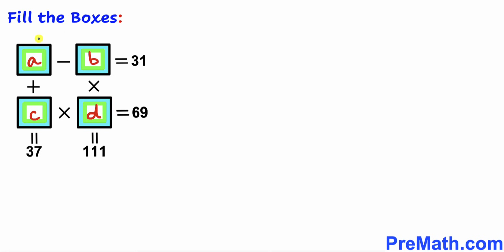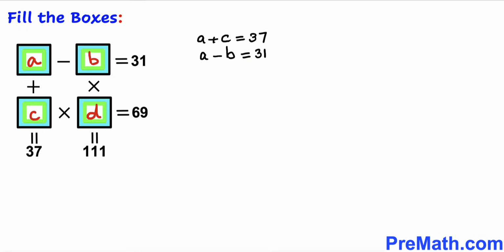I'm going to add these two vertical boxes, a plus c. That's supposed to be equal to 37. So I can write a plus c must be equal to 37. Likewise, we are going to subtract these two horizontal boxes. A minus b is supposed to be equal to 31. So we can write a minus b equals 31.